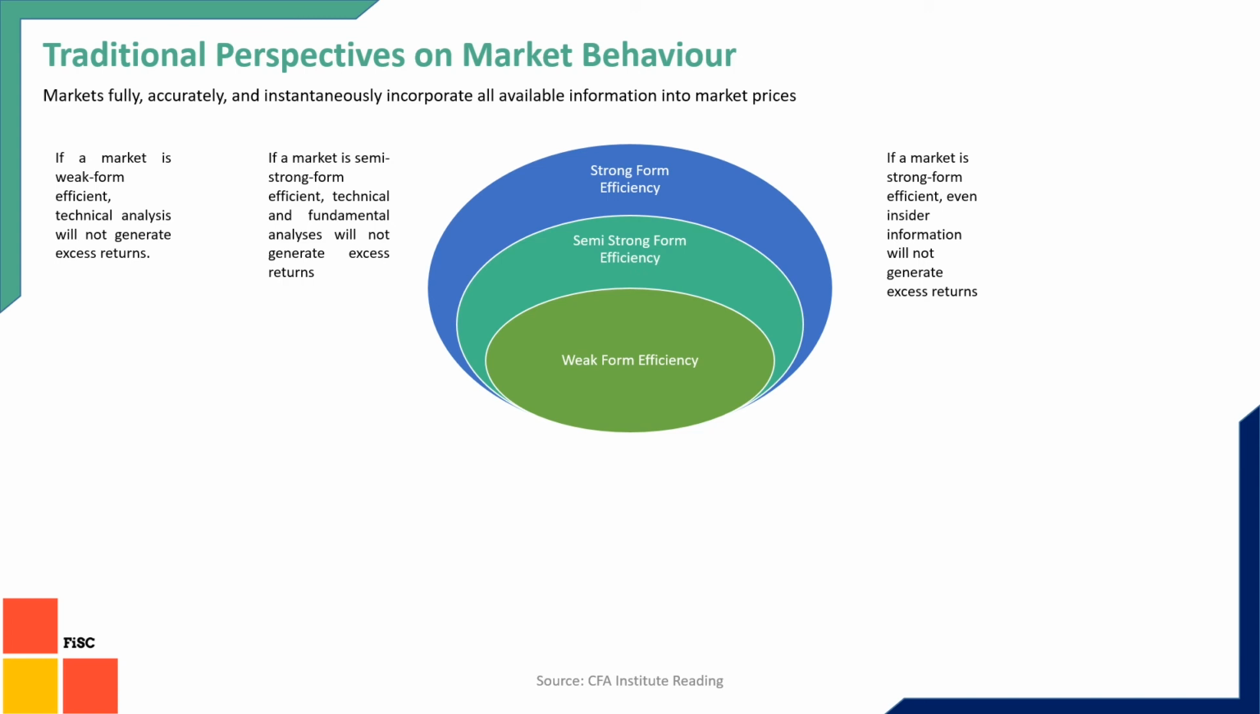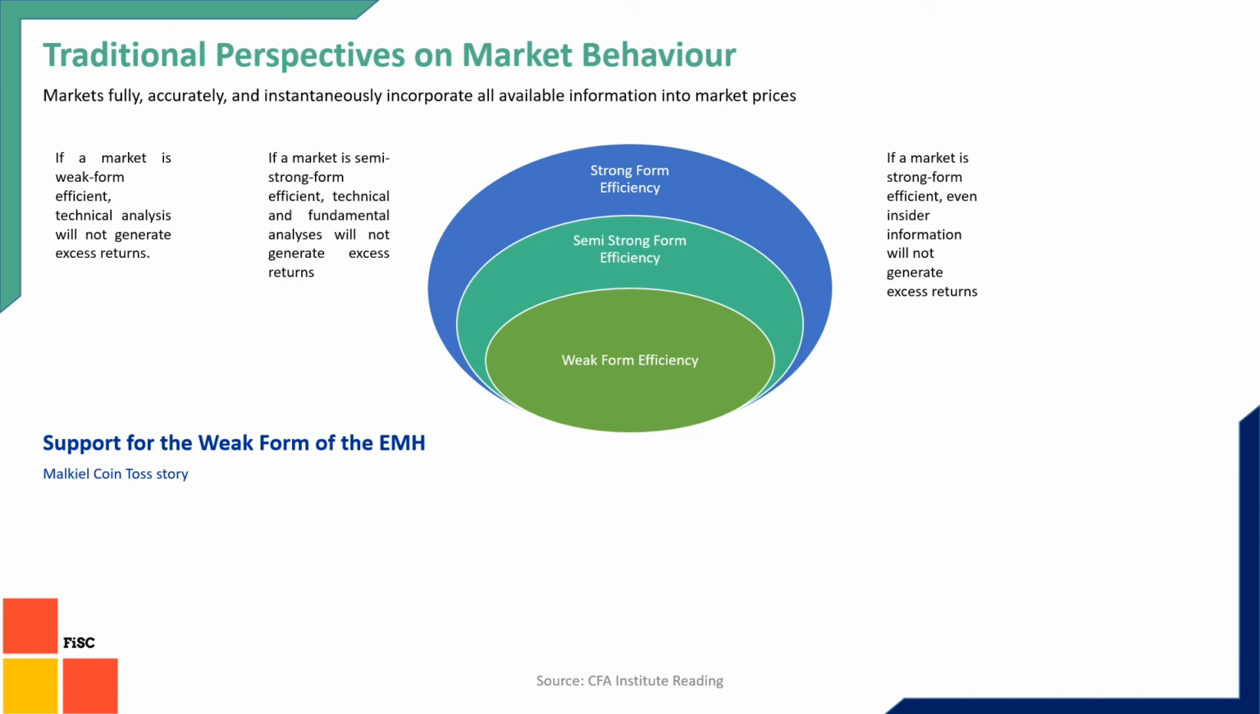Now, it is true that strong form efficiency is not possible, because we can clearly see a lot of examples in the market where people are getting an advantage from having material non-public information. But there is some support for weak form efficiency. One of them is Malkiel's coin toss experiment.